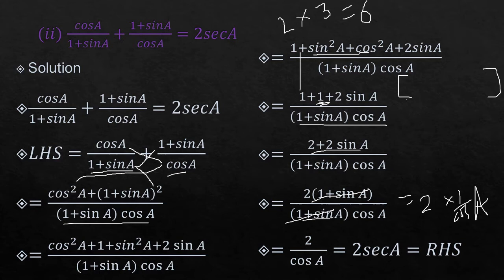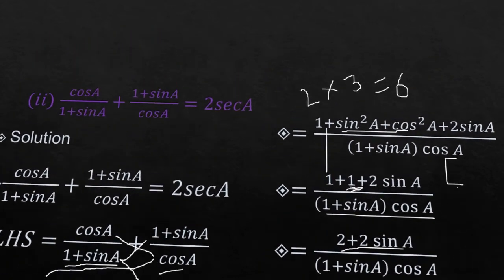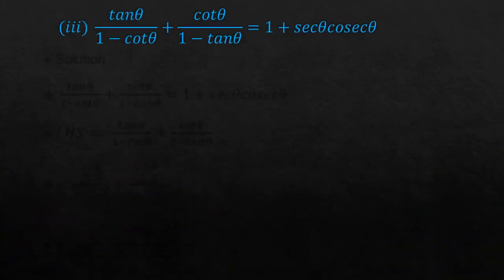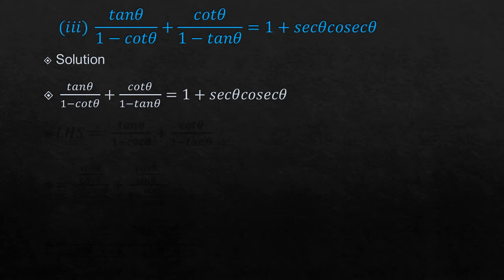Move to the next question. Next is part 3, that is tan theta upon 1 minus cot theta plus cot theta upon 1 minus tan theta is equal to 1 plus secant theta into cosecant theta. Here students, your ratios are tan, cot, secant, cosecant. So you have to change them into sine and cos. In this question, the hint is also there in your book to change the expression in terms of sine theta and cos theta. So solution, write down the question once again.